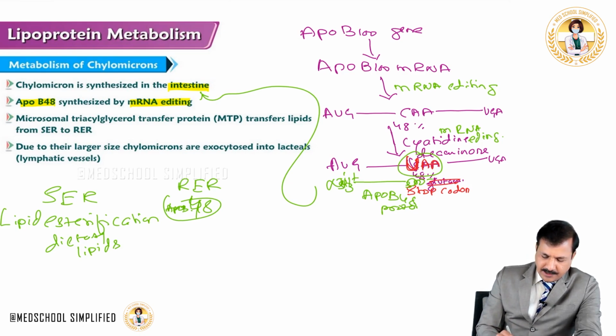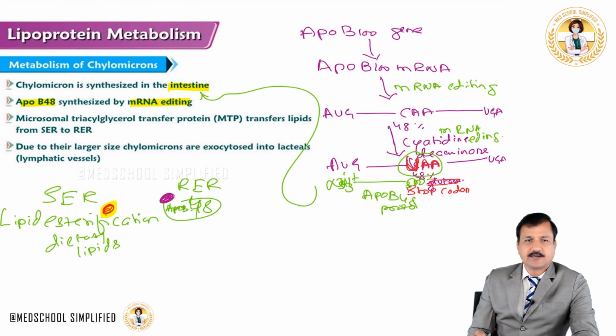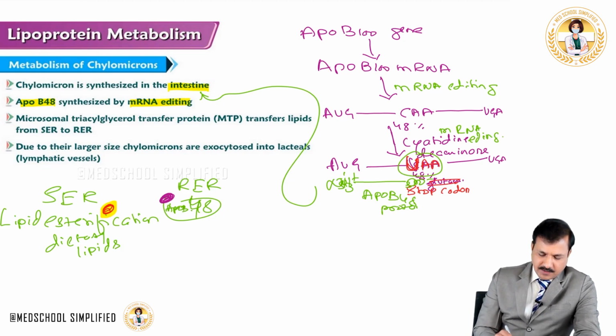Now lipids from the smooth endoplasmic reticulum need to be transported to a protein which is present in the rough endoplasmic reticulum. Okay, how is that done? There must be a connection between smooth ER and rough ER, so that lipids from smooth ER can be transported to the apolipoprotein B-48 that is present in the rough ER.